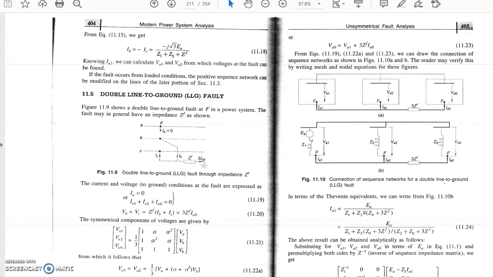Dear students, in continuation of the last lecture, the third derivation is the double line to ground fault. First of all, we have to make the fault diagram. This is the fault diagram. It shows three phases, phase A, phase B, and phase C, where phase B and phase C become shorted to the fault impedance ZF.